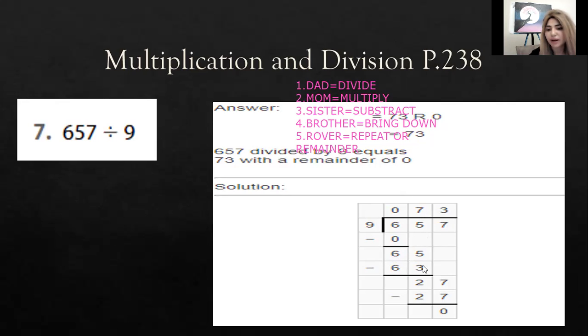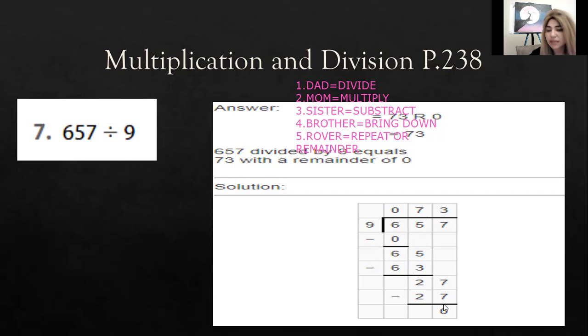I bring down 5. Then I ask 9, what is the number I multiply by you to give me 65? She tells me 7. So 9 multiply 7 is the nearest number. 9 multiply 7 is 63. So the nearest number is 7. Then the remainder is minus: 6 minus 6, 0, 5 minus 3, 2.